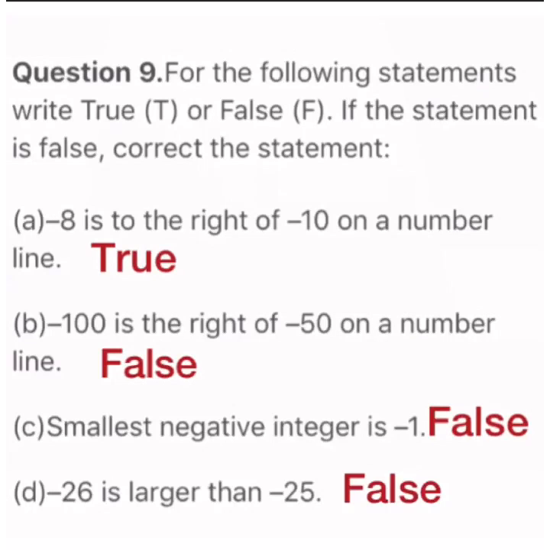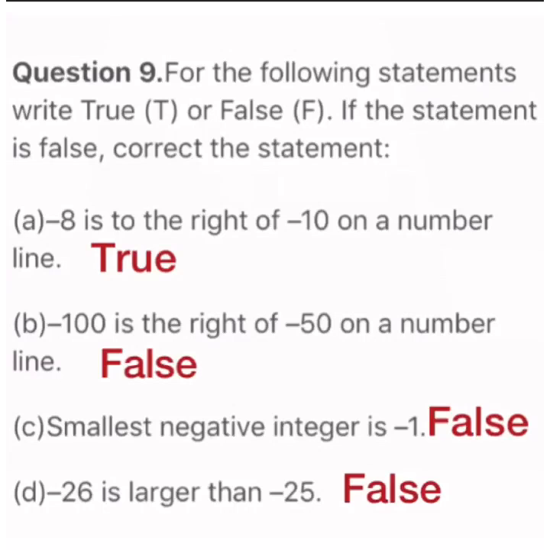Children, we have already learned that as we go left on the number line, the numbers become lesser. And what happens here? Minus 25 is right of minus 26 and minus 26 is left of minus 25. So minus 26 is smaller than minus 25.